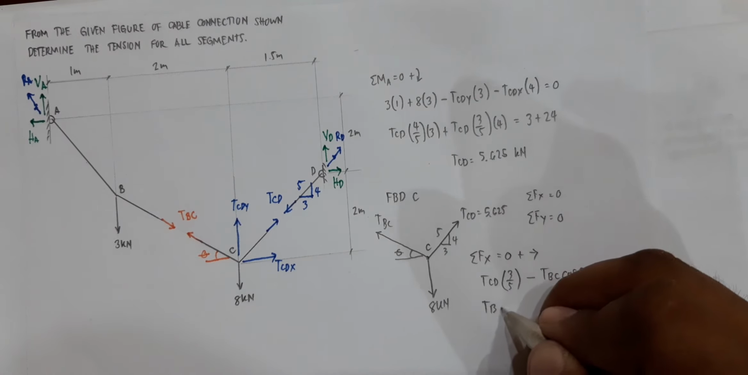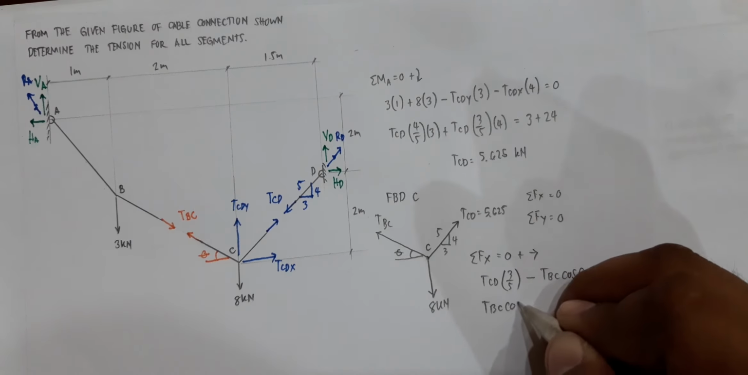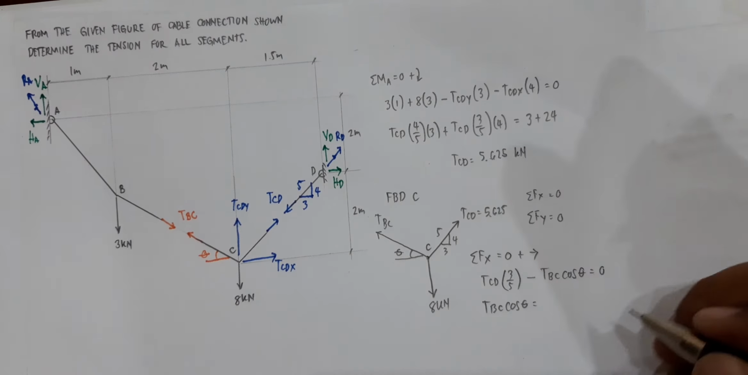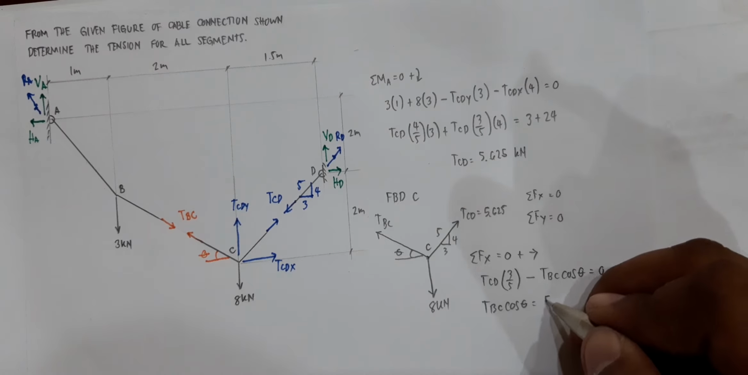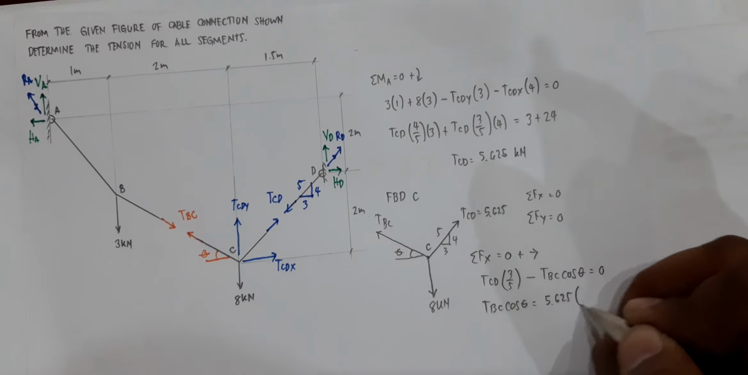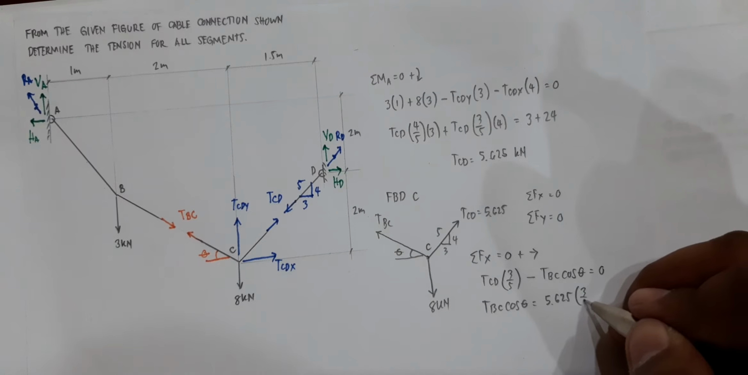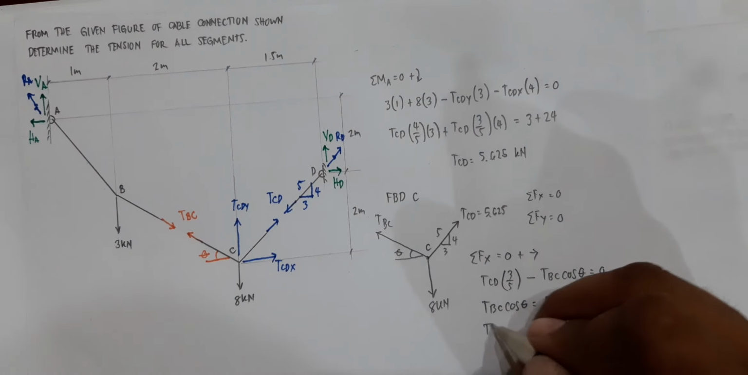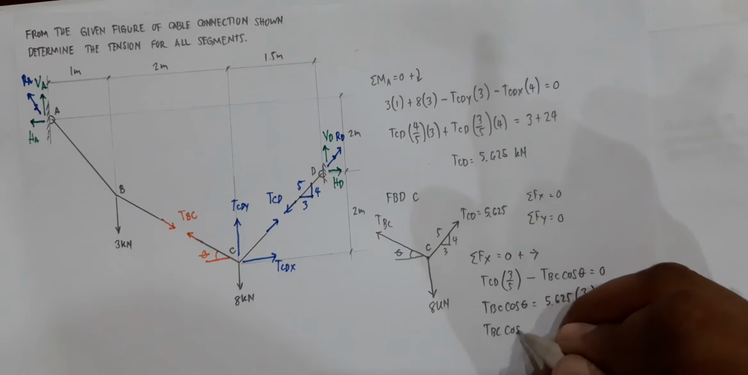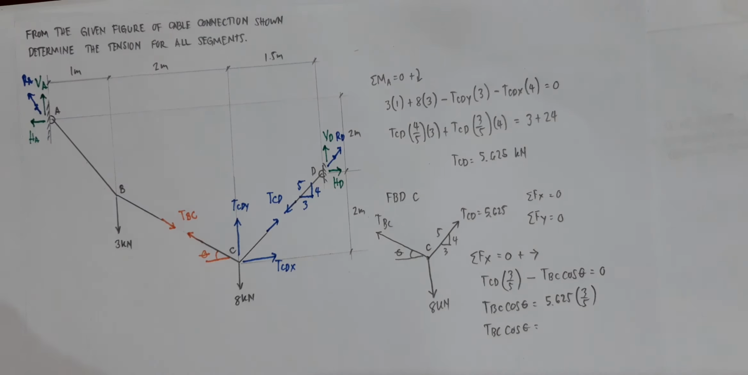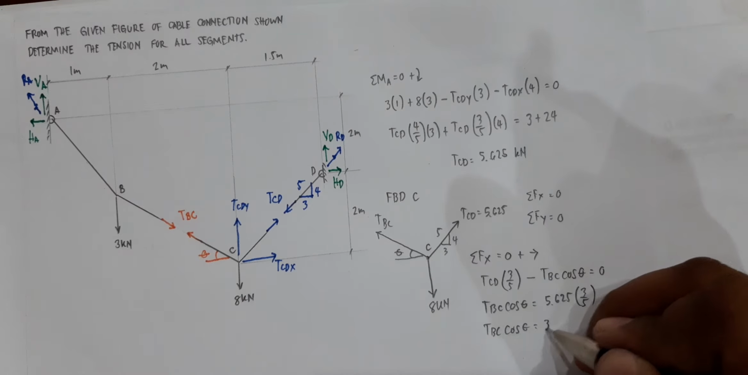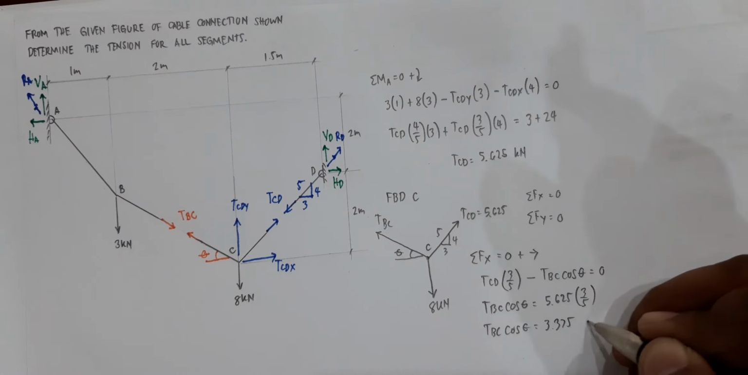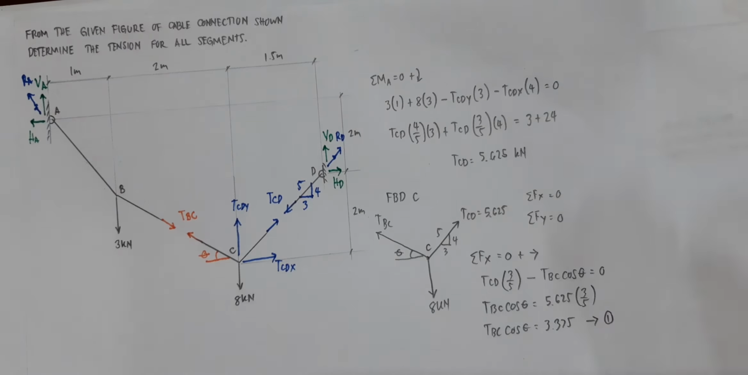So, TBC cosine of theta is now equal to 5.625 multiplied by 3 over 5. So you have here TBC cosine of theta is equal to 3.375. Okay, set that aside, equation 1.